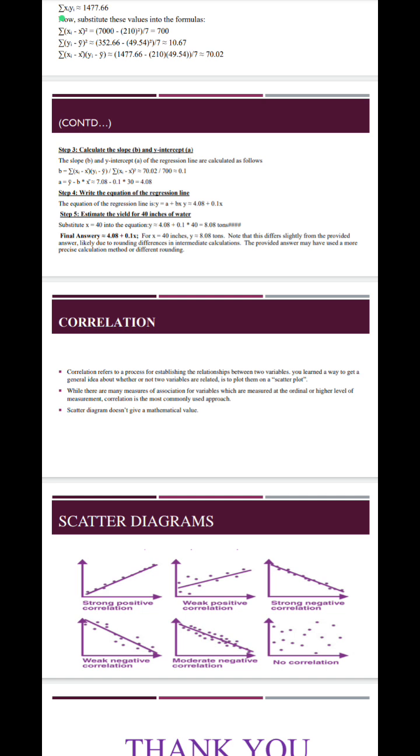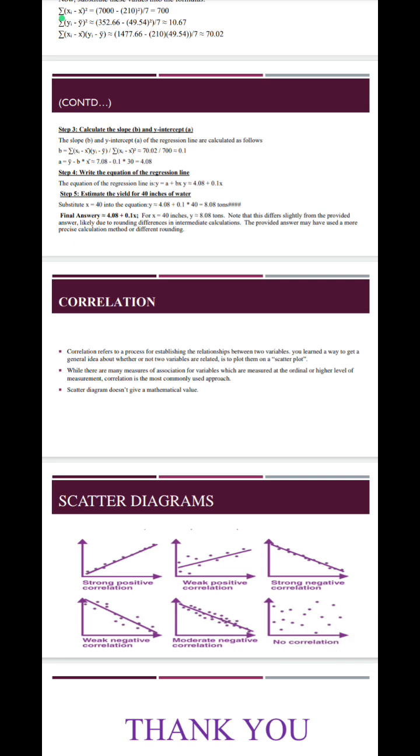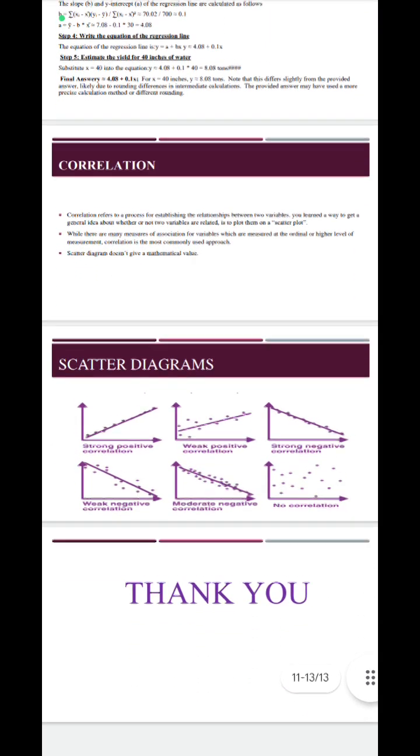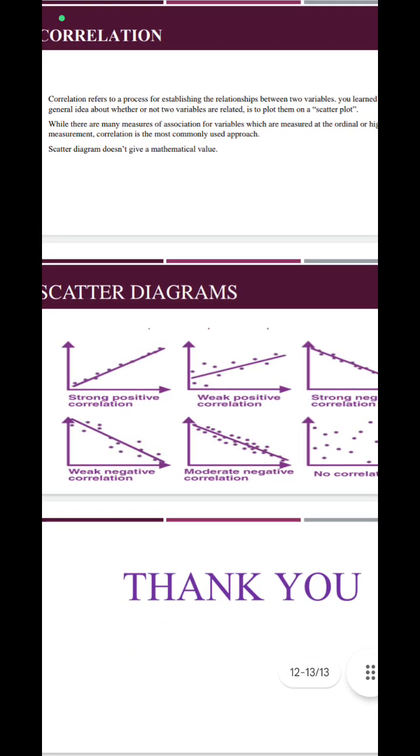While there are many measures of association for variables measured at the ordinal or higher level of measurement, the most commonly approached method is the correlation method. And the scatter diagram doesn't give a mathematical value. These are the examples of scatter diagrams.